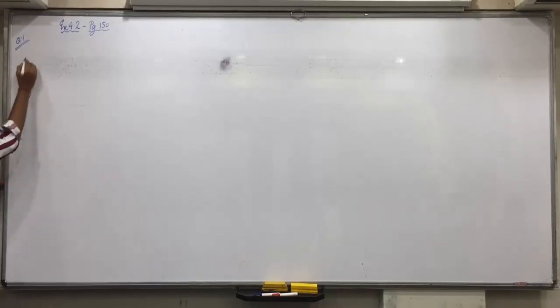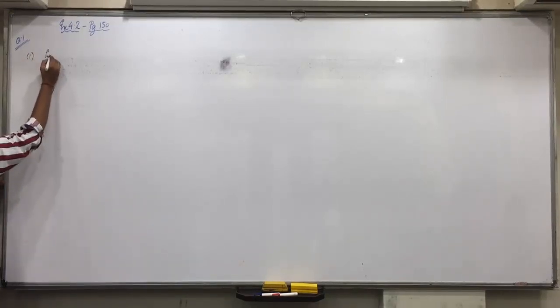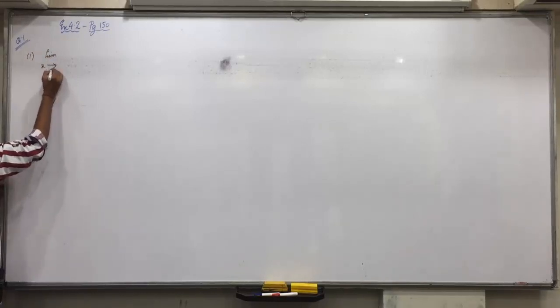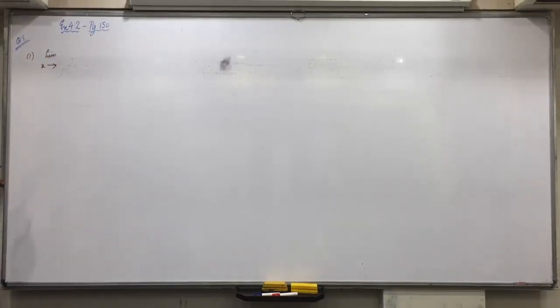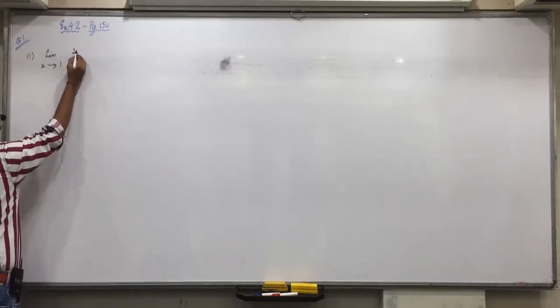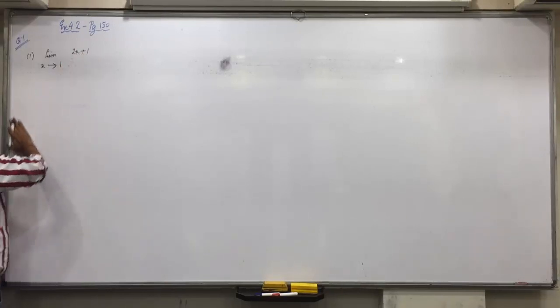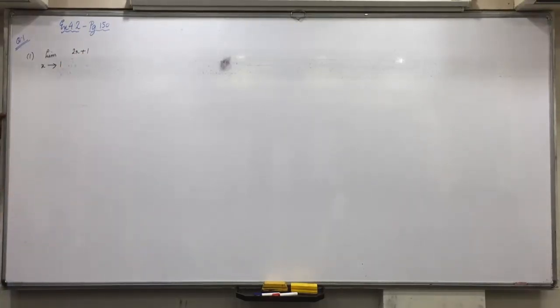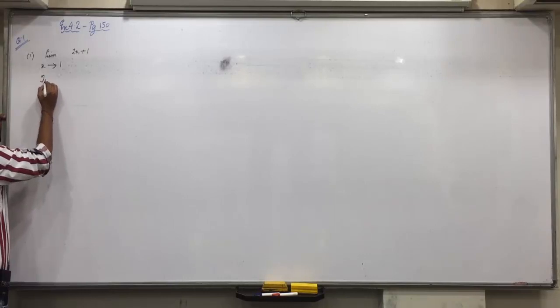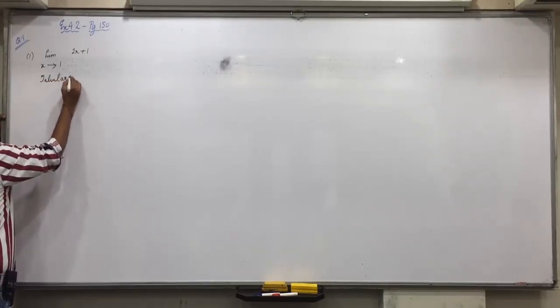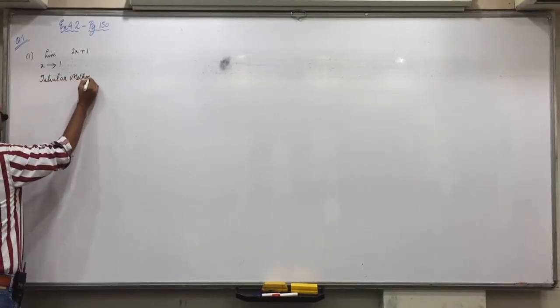So first one, limit x tends to 1. I hope you are clear how to read this. Limit x tends to 1. And when we say x tends to 1, it means it is nearer to 1. And the function of x is 2x plus 1. Now in the tabular method, we are supposed to make 4 columns.